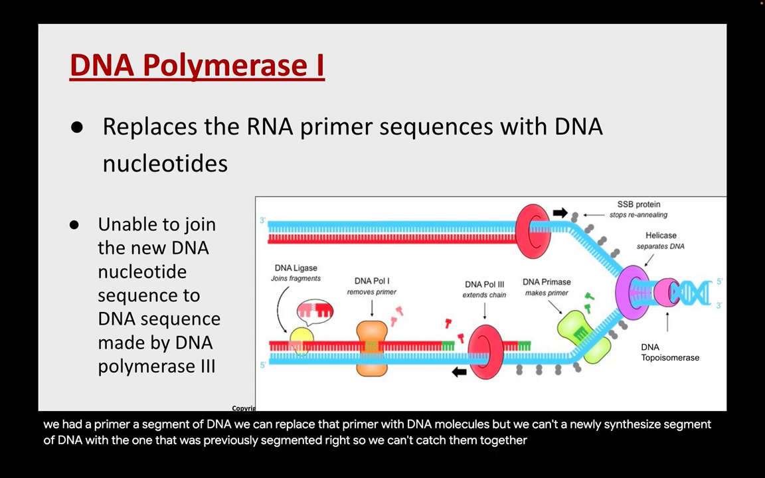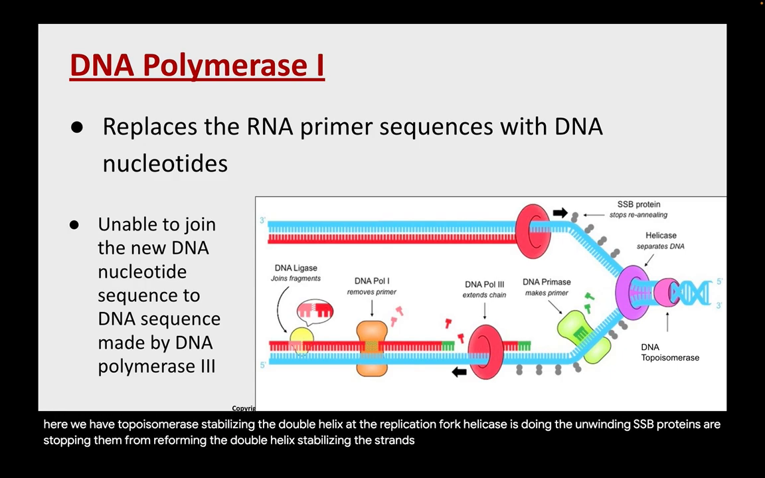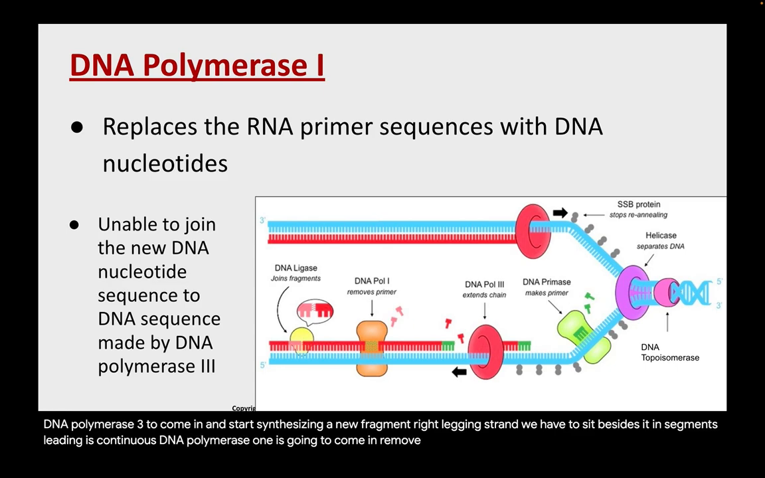So again, if we're looking at our diagram here, we have topoisomerase stabilizing the double helix at the replication fork. Helicase is doing the unwinding. SSB proteins are stopping them from reforming the double helix, stabilizing the strands. Primase is adding in the primers, which then signals for DNA polymerase 3 to come in and start synthesizing a new fragment, right? The lagging strand, we have to synthesize in segments. Leading is continuous. DNA polymerase 1 is going to come in, remove those primers that were added by the primase, and make them DNA nucleotides.